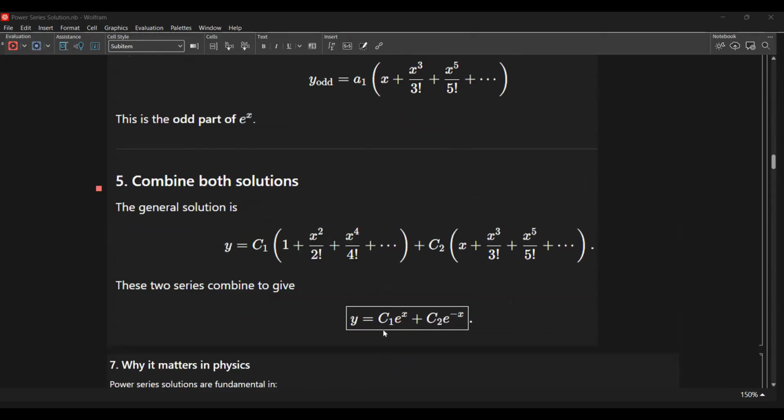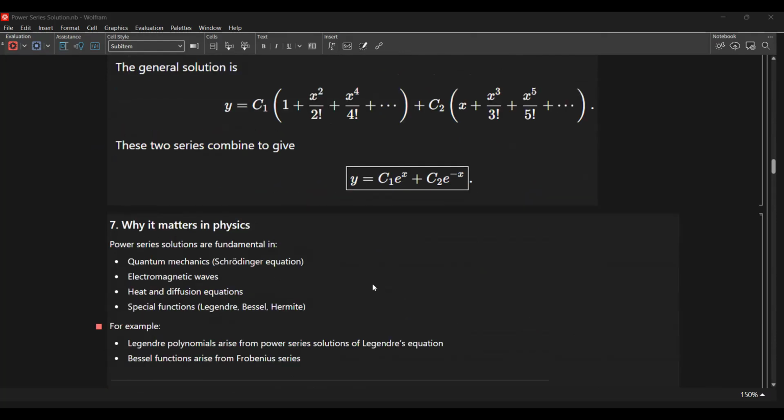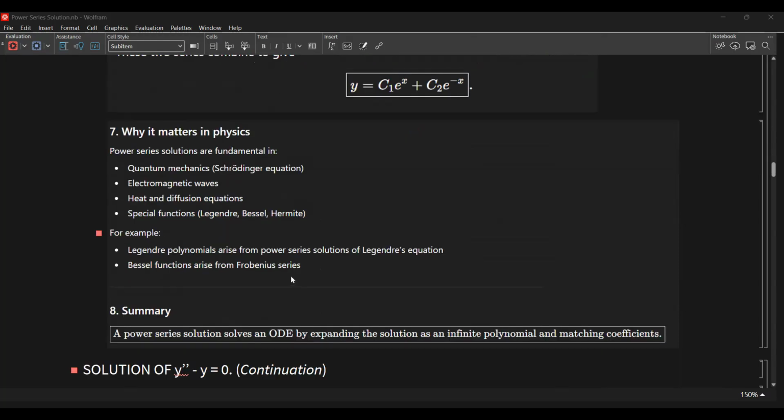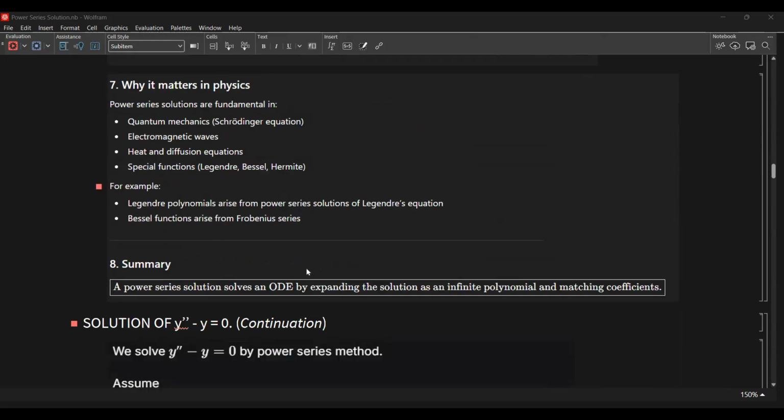So we add here y equals c sub 1 e to the x plus c sub 2 e to the negative x. So why does it matter in physics? Series solutions are fundamental in quantum mechanics, the Schrödinger equation, electromagnetic waves, the heat and diffusion equation, and special functions: Legendre, Bessel, and Hermite equations. For example, Legendre polynomials arise from the power series solution of Legendre's equation. Bessel functions arise from the Frobenius series.